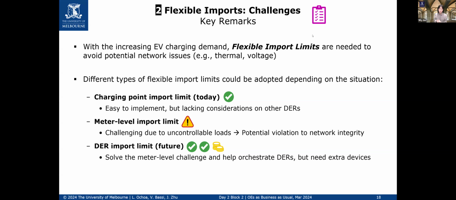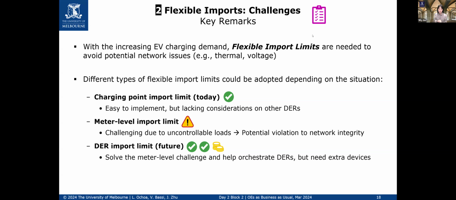So today, the charging point input limit is, of course, the simplest and easiest one to implement, but also in consideration are the DRs and the meter level input limits. As already introduced in detail, there are challenges we need to be aware of. If we can accept the consequences this kind of meter level input limit will bring, we might still be able to adopt this input limit. It might still be an option, okay?